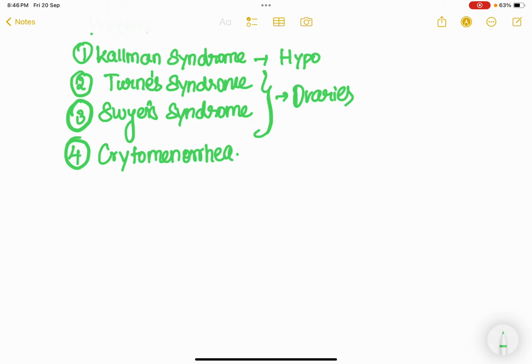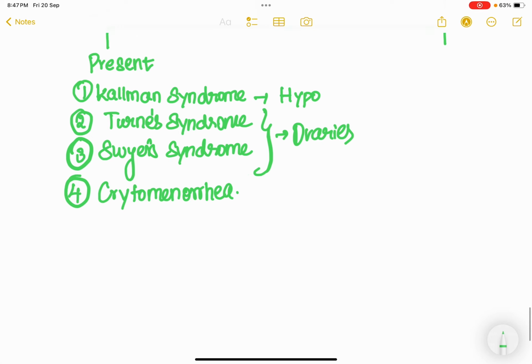Because of outflow tract obstruction, all the menstrual blood which is going to happen in a female during the cycle gets collected inside the genitalia itself. So in cryptomenorrhea also, the problem is not with the uterus, it is only with the outflow tract obstruction. Because of that, in cryptomenorrhea also, the uterus is going to be present.